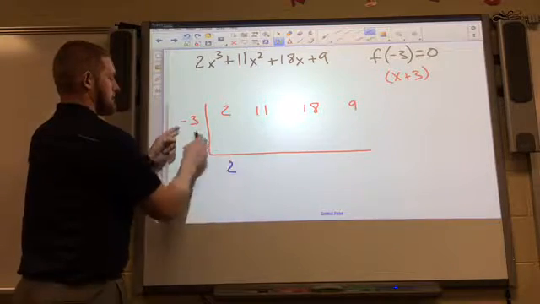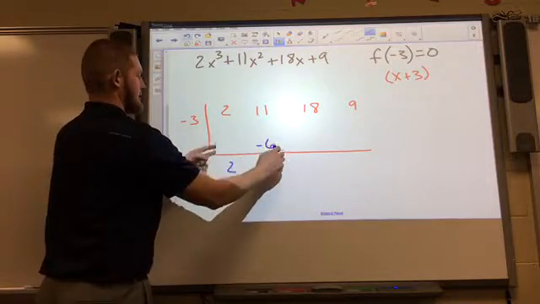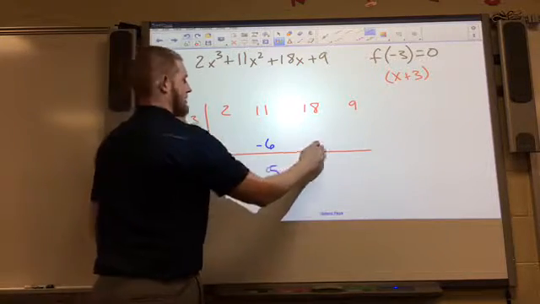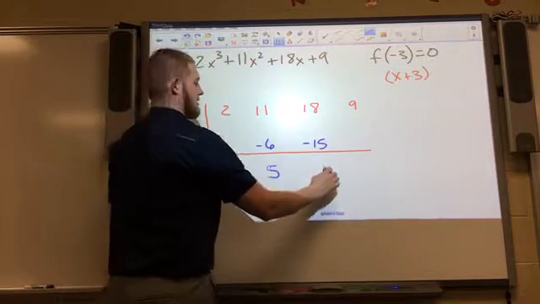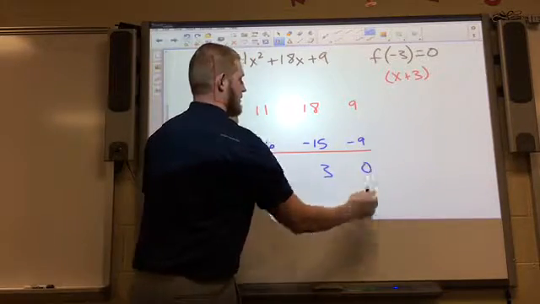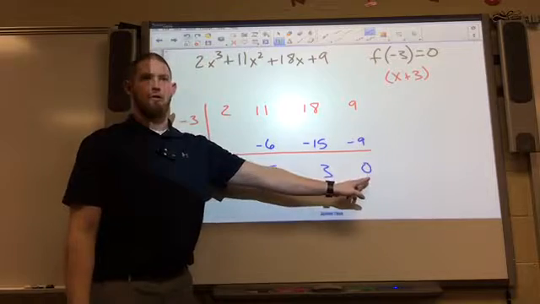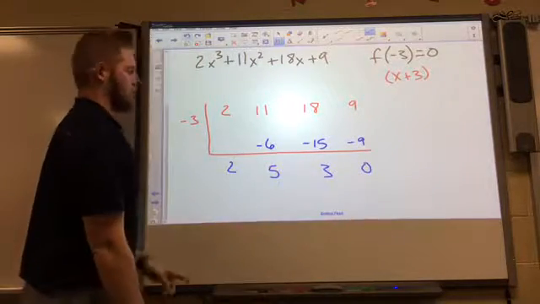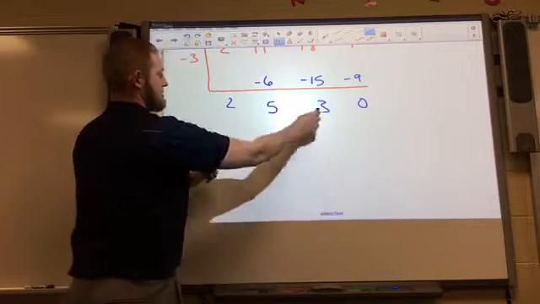You bring down your 2. You get negative 6. You add and you get 5. You multiply, you add, you multiply, and you add. Should you ever have anything but 0 if it's factorable? No. So, that means this is what?